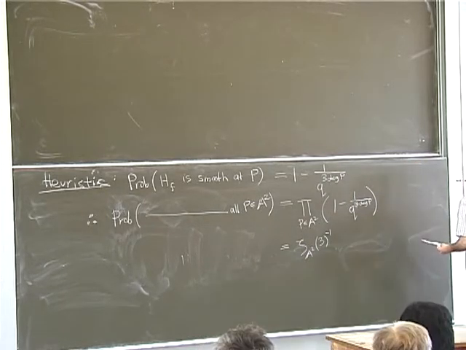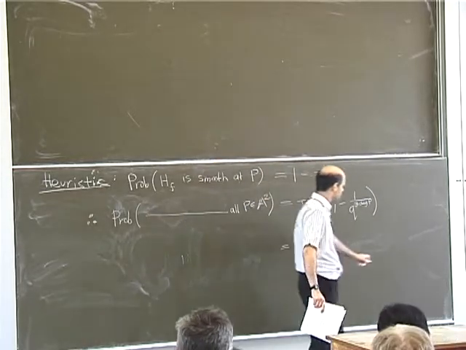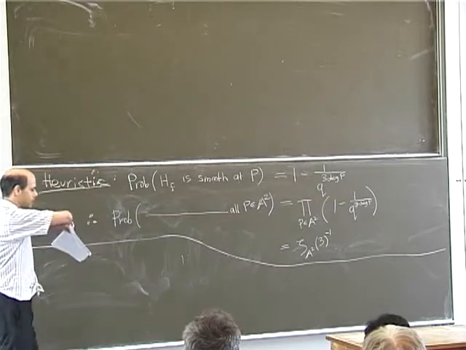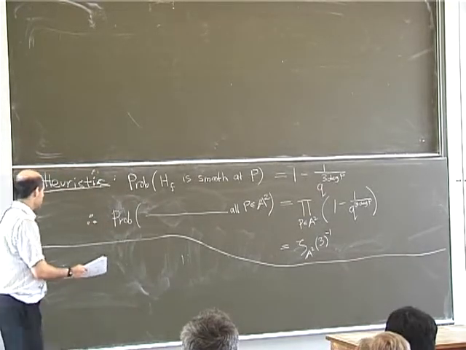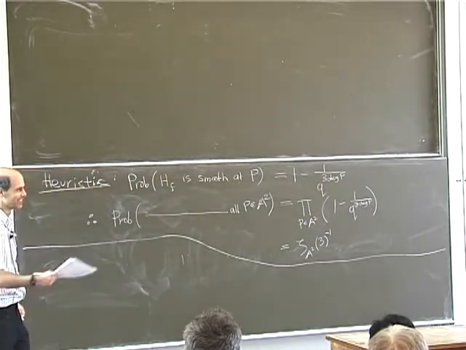Okay, so this so far is still heuristic. Let me now try to turn this into a proof, and this is what I'm going to do for the rest of the half hour. It's going to be a little harder than the square-free integers.